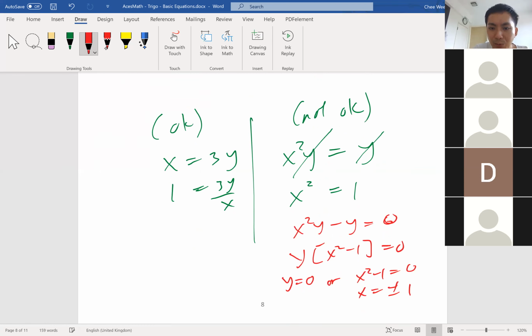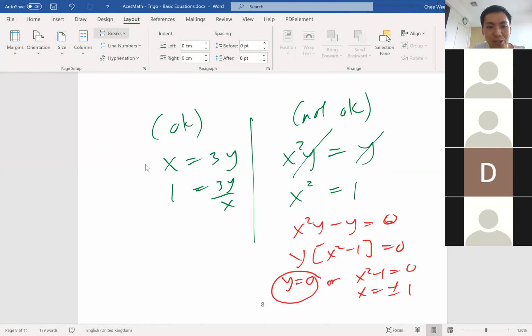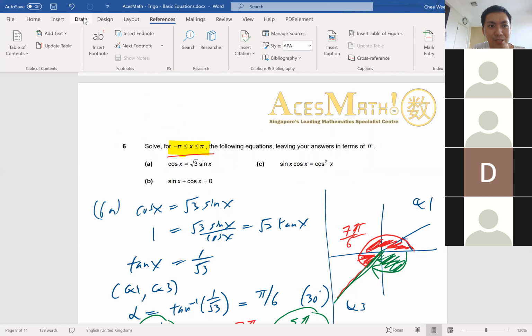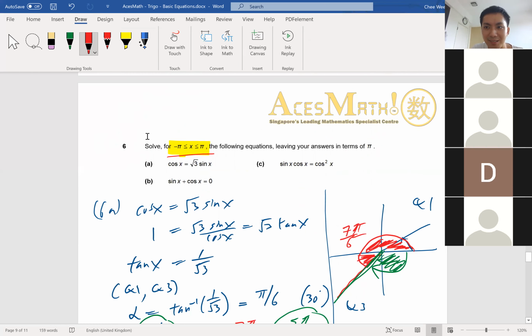Oh. The one in green would forego this solution already. Which means that it's not okay then. Get it? But if you look at my situation here, my 6a, is it possible for such a situation to arise? Like cosine x is 0?